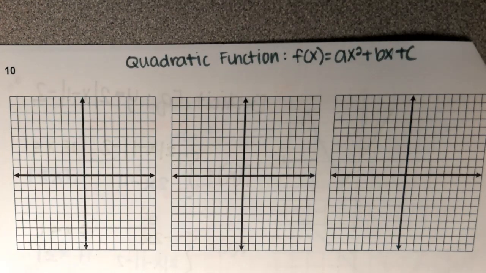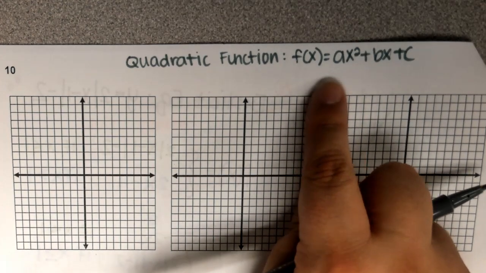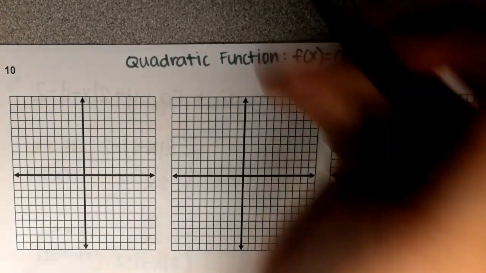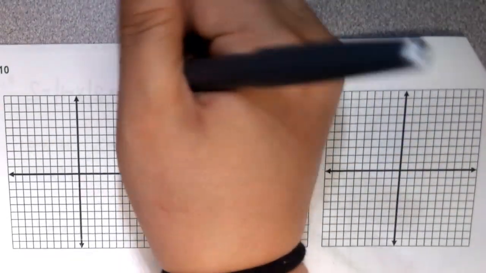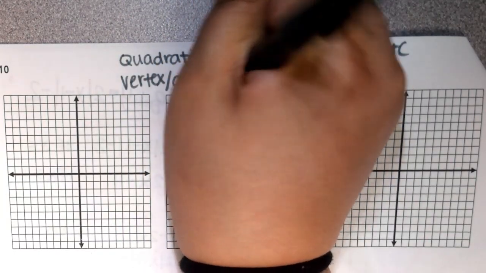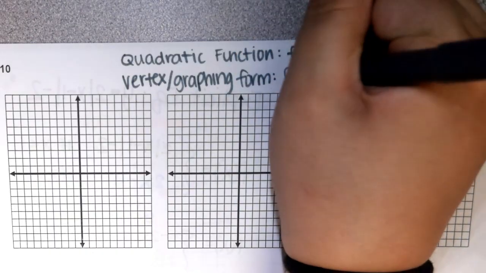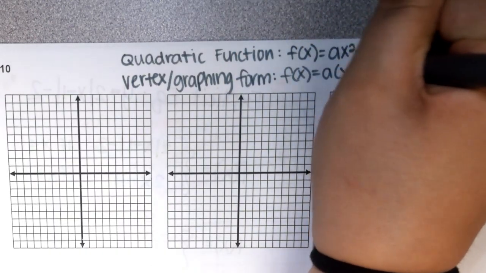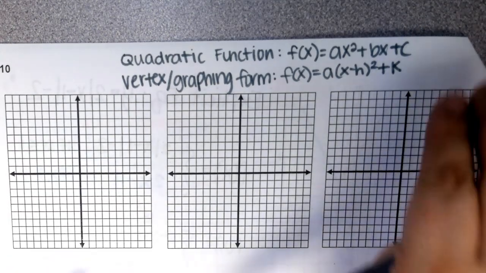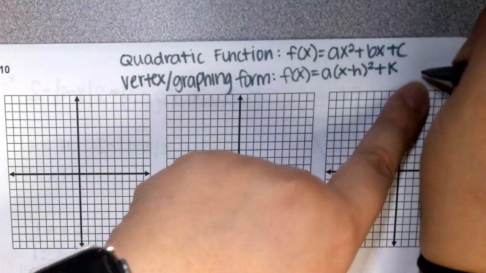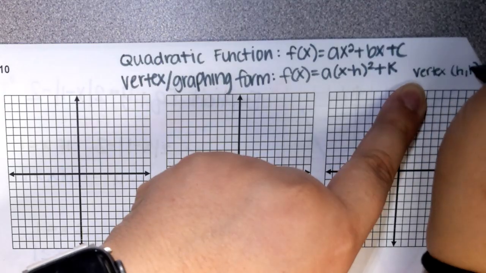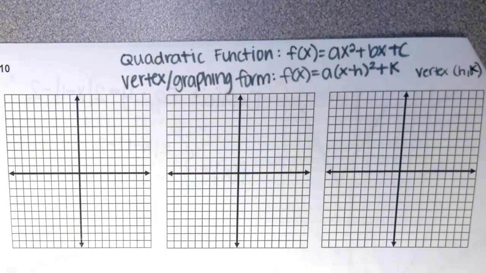Alright. Sorry, people. Quadratic function. The standard form is ax squared plus bx plus c. Do y'all agree I've learned that? And then we have our vertex form, or what we're going to call graphing form. And that is f of x equals a(x minus h) squared plus k. And what does this tell you? That the vertex is what? The vertex is h comma k. Alright?